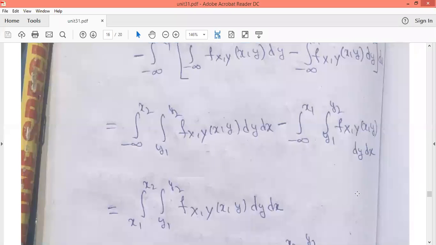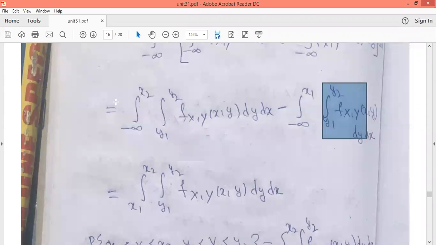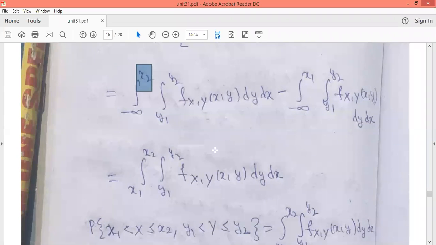Now you observe this term is common in both the integrals. So we can combine these two terms. Now if you combine these two terms, what are the limits of x? The x limits are x1 to x2, because x1 will always be less than x2. So the limits are integral x1 to x2, integral y1 to y2 fxy of x comma y dy dx.